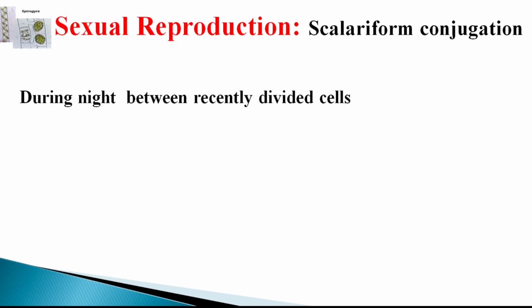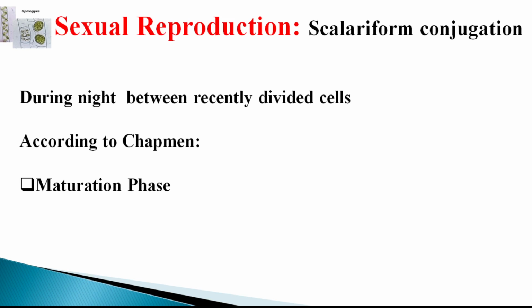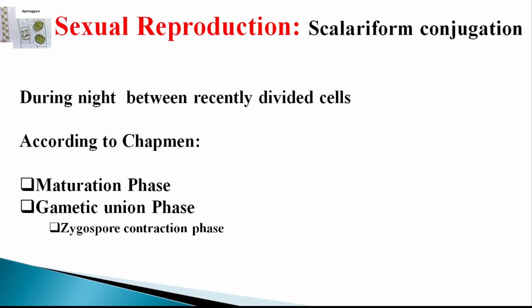It takes place at night between recently divided cells, and according to Chapman, this process of Scalariform conjugation divides the entire mechanism into three distinct phases: the maturation phase, the gametic union phase, and the zygospore contraction phase.